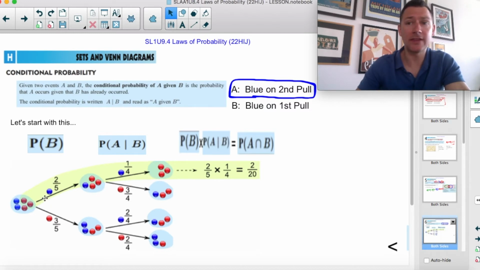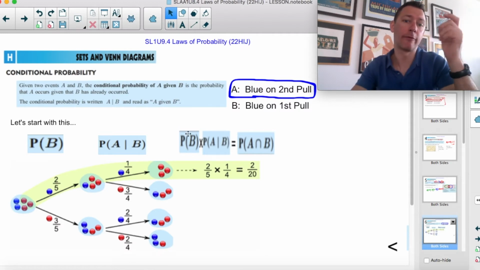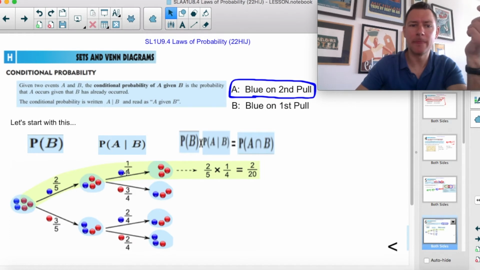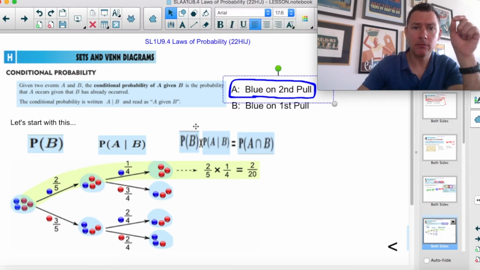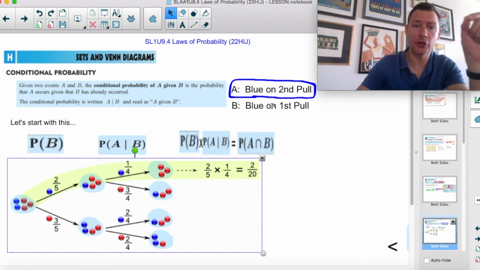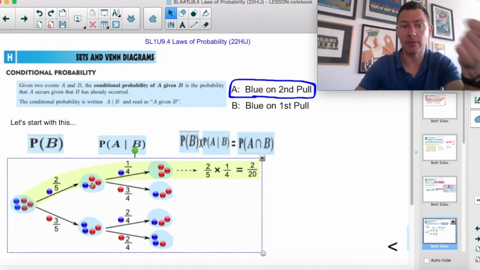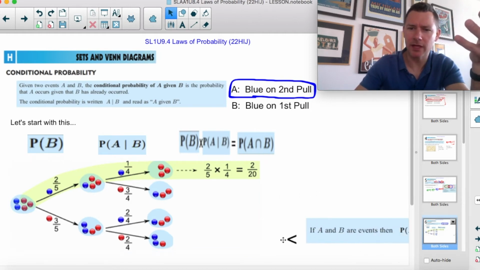So this is doing the same thing that we've been doing: find the probability here, find the probability here, multiply along the branches. It's in a weird format of how they talk about it, because this one, the probability has changed given that this has already happened. So I want blue again on the second pull, but I have to take into account that that B has occurred, B being the blue on the first pull, and it's messed with my probability. It's a little bit hard to visualize.